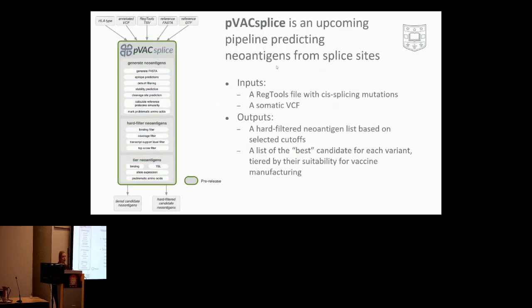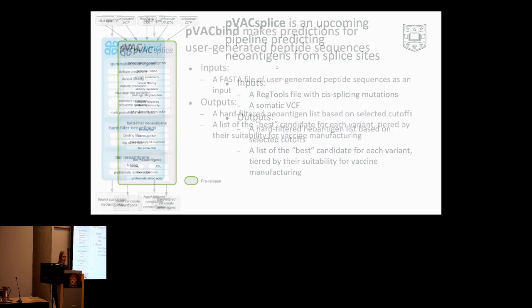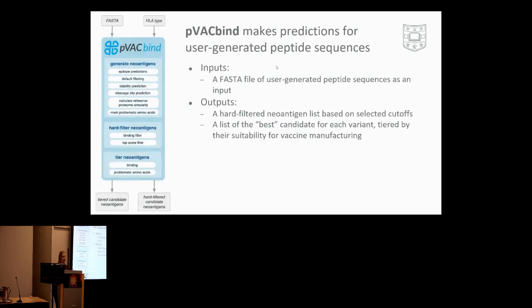pVACsplice is an upcoming pipeline for predicting new antigens from splice sites. It uses cis-splicing mutations predicted by RegTools in combination with variant calls from a somatic VCF for variant-level information. pVACbind uses a FASTA file of user-generated peptide sequences as an input.